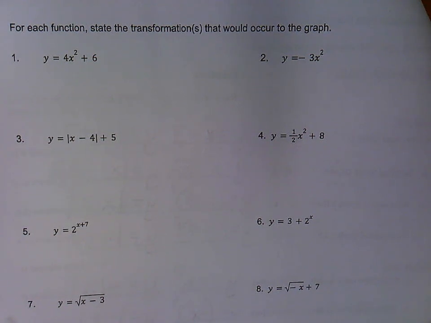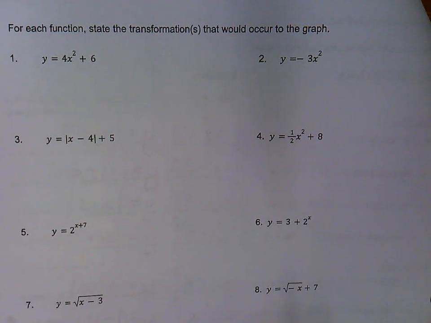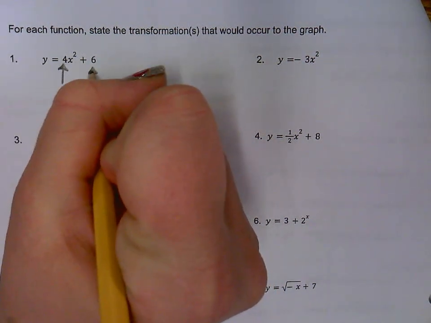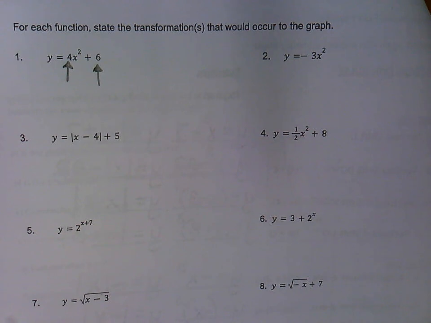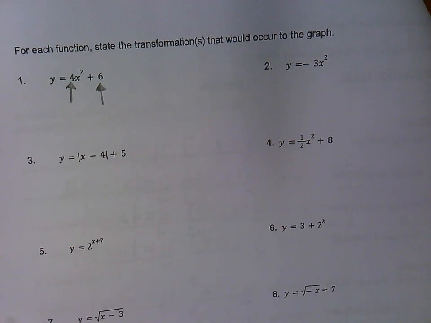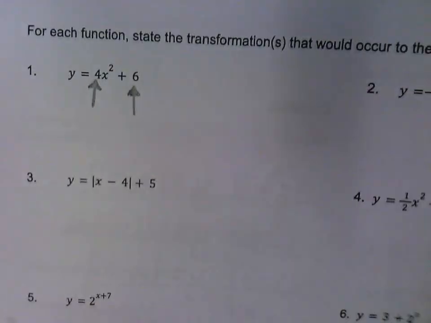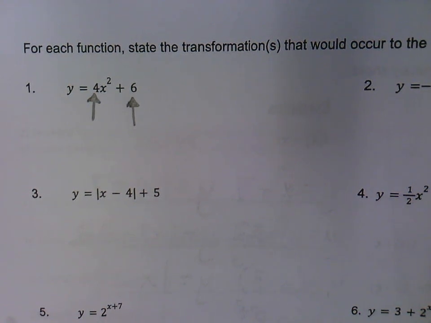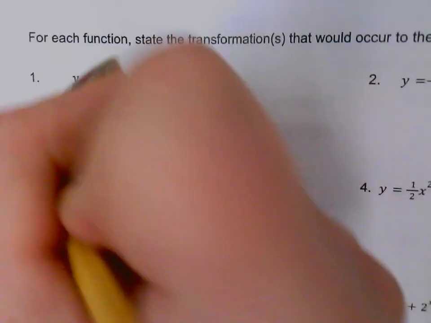So let me just show you example 1 and 2. I'm going to draw an arrow to this 4 and to this 6. What are they doing for a job right now? What does the 4 do? And what does the 6 do? What do you think? So they each have a job. Is it up, down, left, right, stretch, shrink, or flip? What does the 4 do to the function? It's stretching it, right? 4 times as tall.